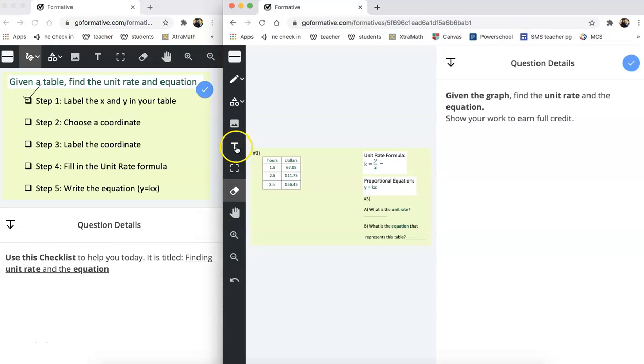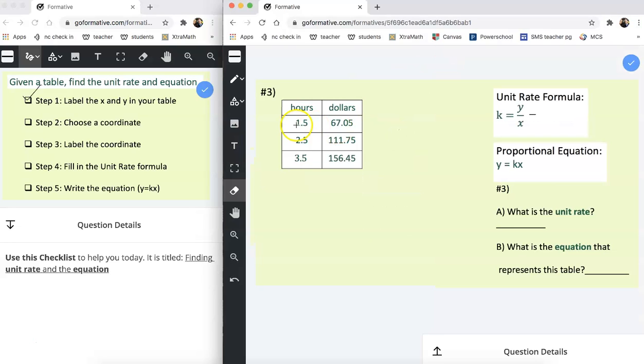So I'm going to grab the typing tool and I'm going to get rid of these question details. Okay, that looks better. Grab the typing tool, and remember, in a vertical table, the column on the left we label X, and the column on the right we label Y. These values on the right are the Y values, and the values on the left over here are our X values. So 3.5 is an X value, 2.5 is an X value.